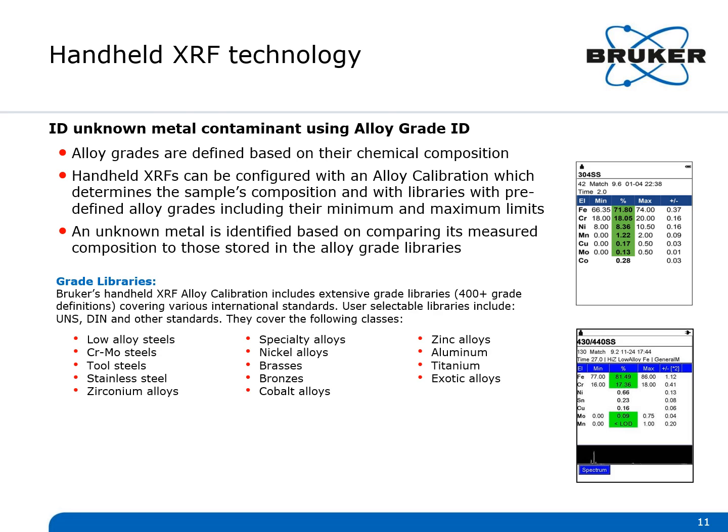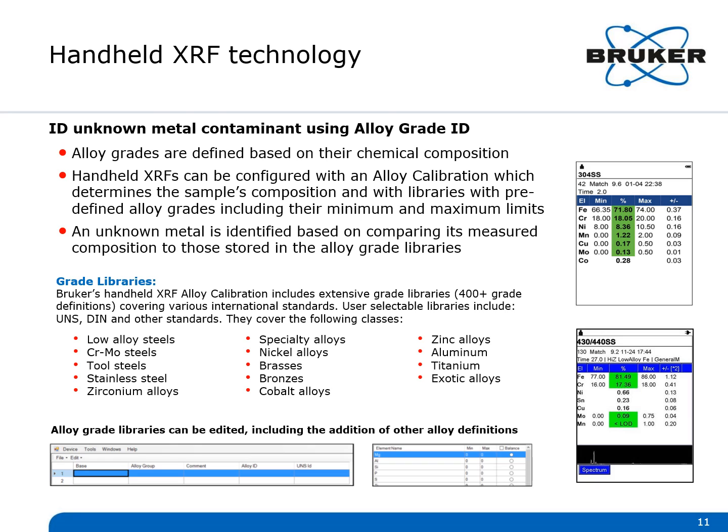The grade libraries on board the handheld XRF with the alloy calibration are extensive. There are hundreds of grade definitions which cover multiple international standards. Users can select libraries using UNS, DIN numbers, and other standards. They cover multiple classes of alloys, including those listed. Alloy grade libraries can be edited using PC software, which comes with the handheld. You can also add your own or other alloy definitions.